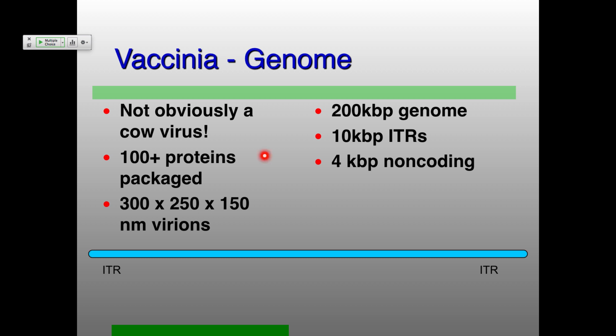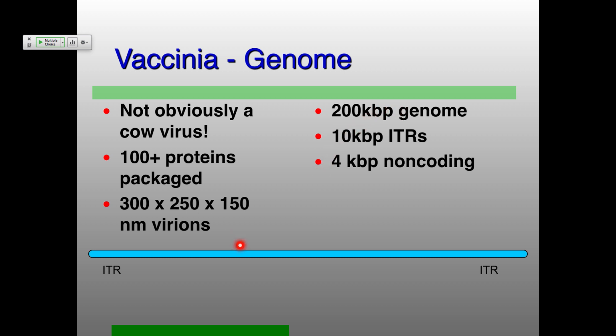That virion is really big, 300 by 200 by 150 nanometers. I haven't printed this one out yet, but even at a million-fold scale, it would be probably about the size of my fist, so definitely larger than any of the virions we've talked about before. The genome itself is also the largest one that we've talked about so far. It's about 200,000 base pairs.